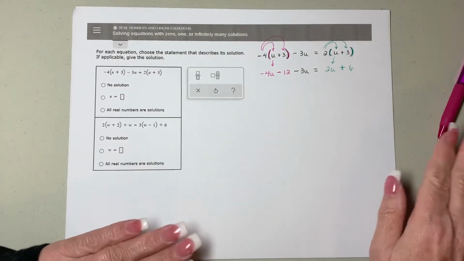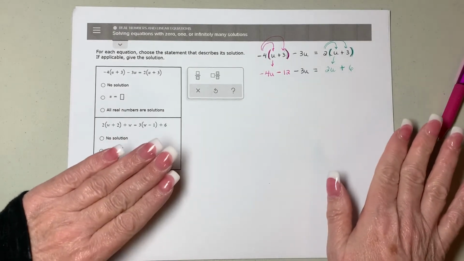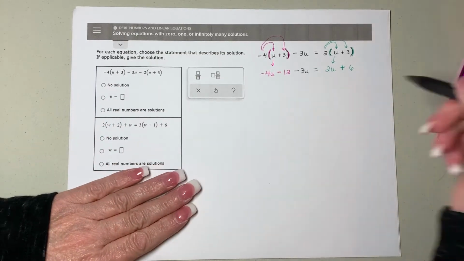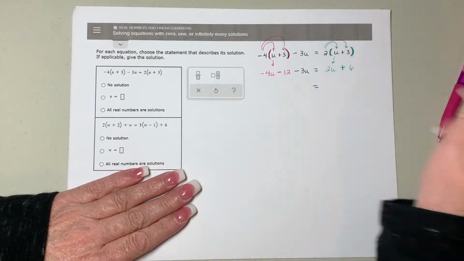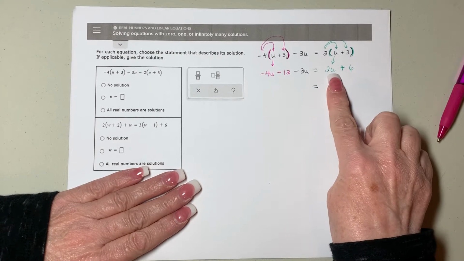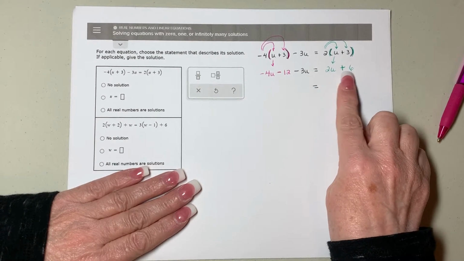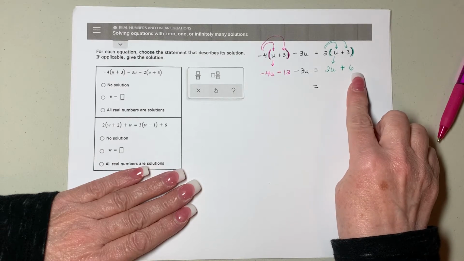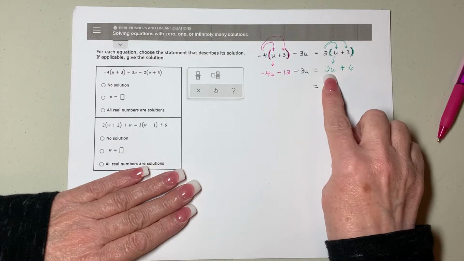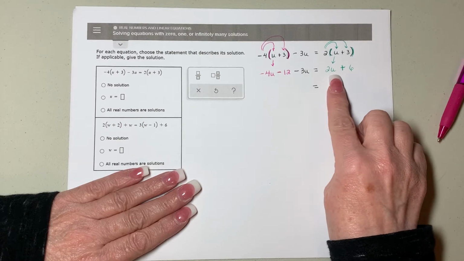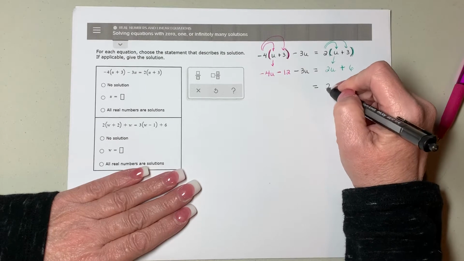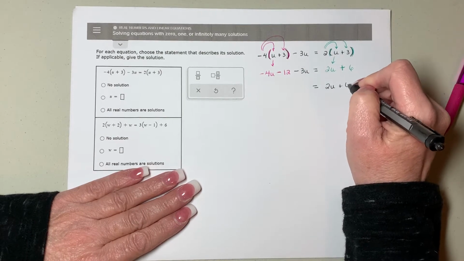Okay, so I got rid of parentheses. Now I have to look at either side and say, is there anything else I can do to simplify this up a little bit? Now on the right side, 2u plus 6, those are not like terms. I could only add 2u to 6u, or a 2 to a 6. Because this one has a u and that one doesn't, it's just going to stay as a 2u plus 6.